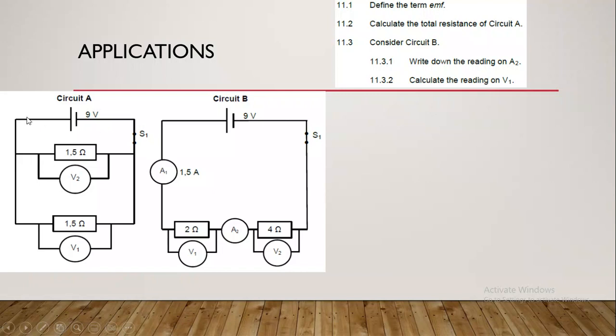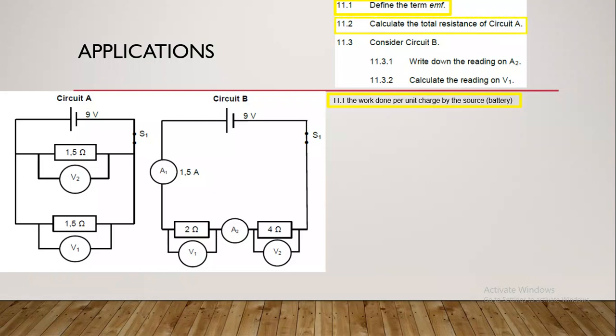U-A ubumjongile ngubani? Ngu-parallel. This one is parallel to this one. Then we have U-B. U-B in series. This one is in series with this one. The first question, define the EMF. The definition for EMF is the work done per unit charge by the battery. That is the power source.